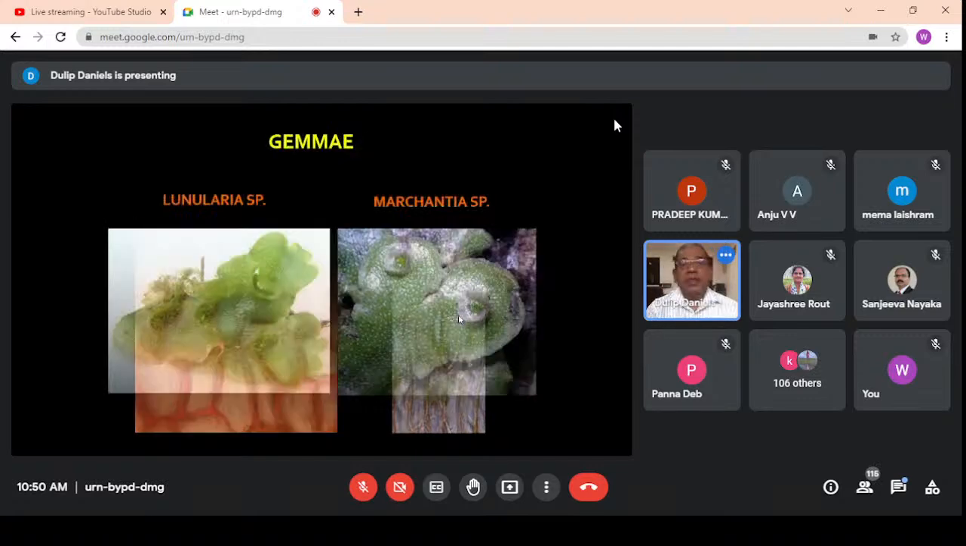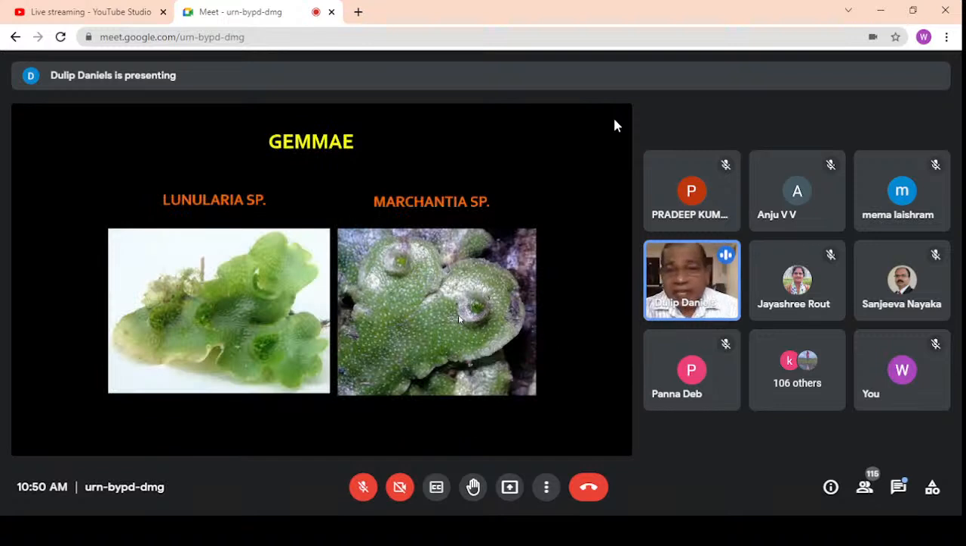We're coming to the gemmae. Again, these are all most common species. Lunularia cruciata is a very common species that you find in any high altitude range in South India. It's like a half moon with gemmae inside. Marchantia polymorpha is a very common species, you should be familiar, but note the difference in the gemma cup shape.